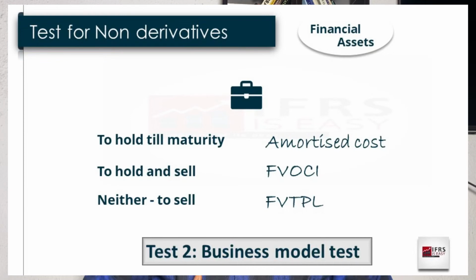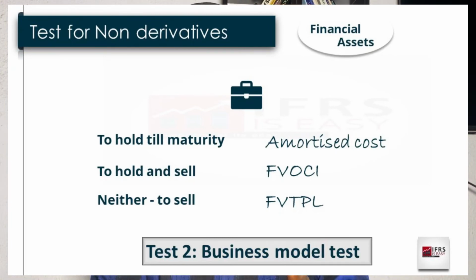Are they holding it to wait till the end of the period in order for it to mature? Or do they have the intention of selling those assets? I mean, how do they manage their financial assets? So the company's business model drives the classification. Now you see here that one method actually makes more sense than the other depending on the company's business model.